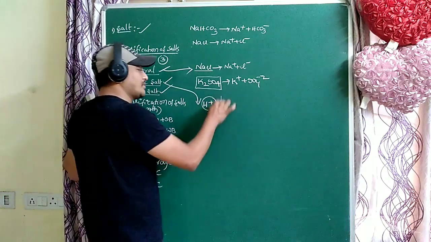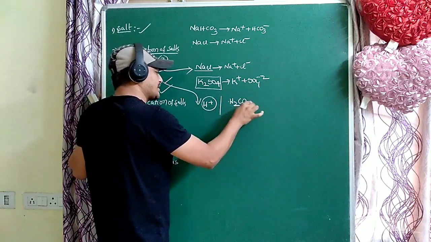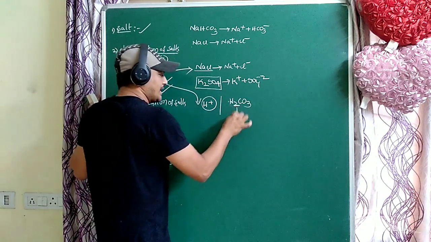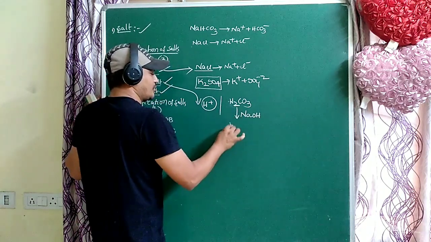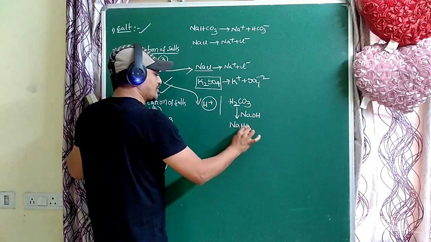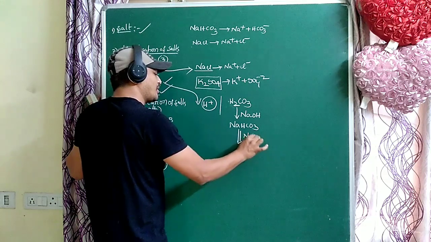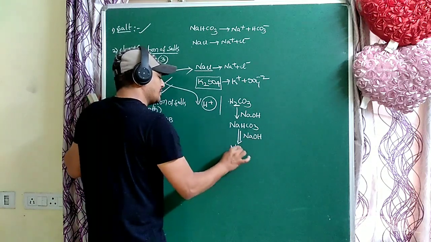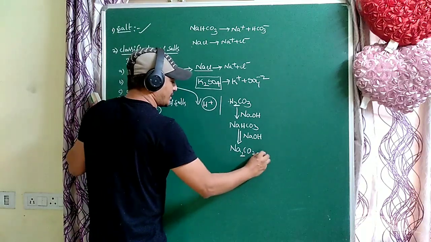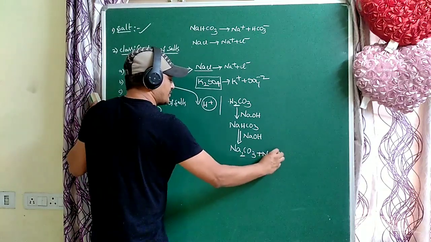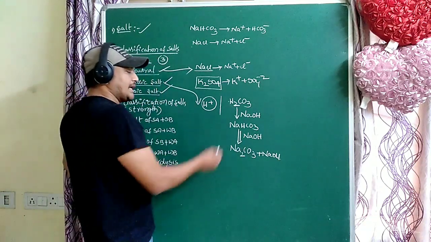For example, H2CO3 is a dibasic acid. It reacts with NaOH to form NaHCO3. That again reacts with NaOH to form Na2CO3. Na2CO3 does not react with NaOH, so it is a neutral salt.